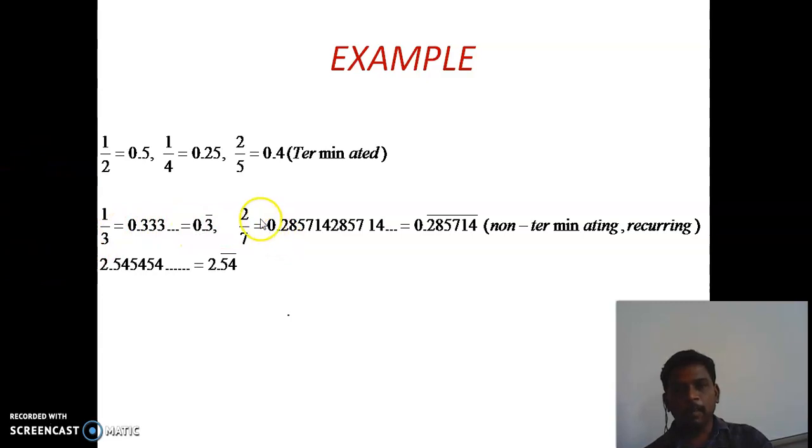In a similar way, what about 2 by 7? It is 0.285714, etc. It keeps going on. Here 285714 is the repeated set of numbers, so it is denoted by a bar. It is called non-terminating recurring. Recurring means repeating. And this one also, 2.545454. Here 54 is repeating, so you can write 2.54 whole bar. The bar indicates that it is repeating. So a rational number is either terminating or non-terminating recurring.